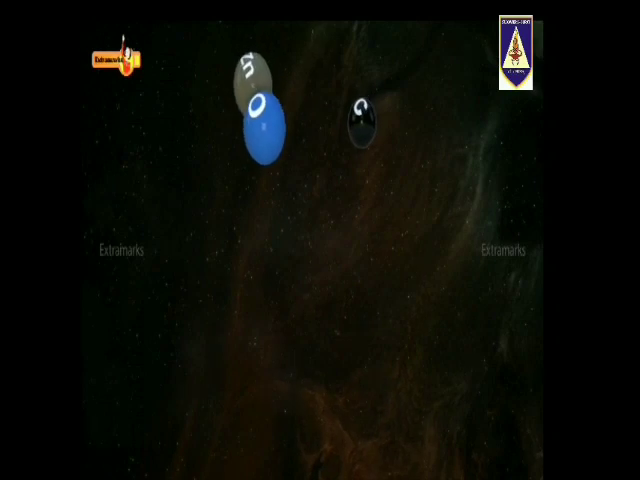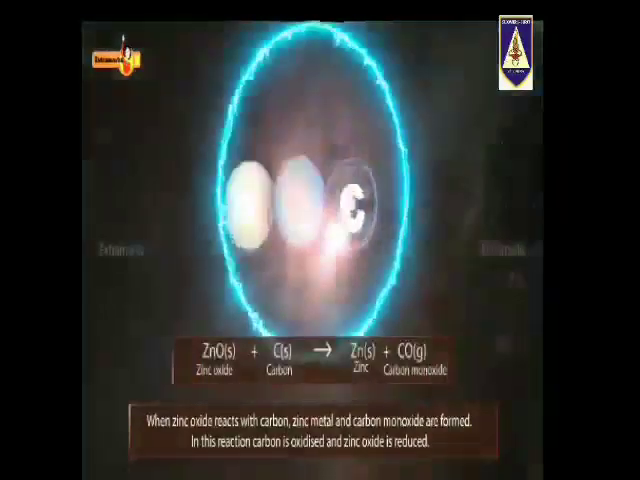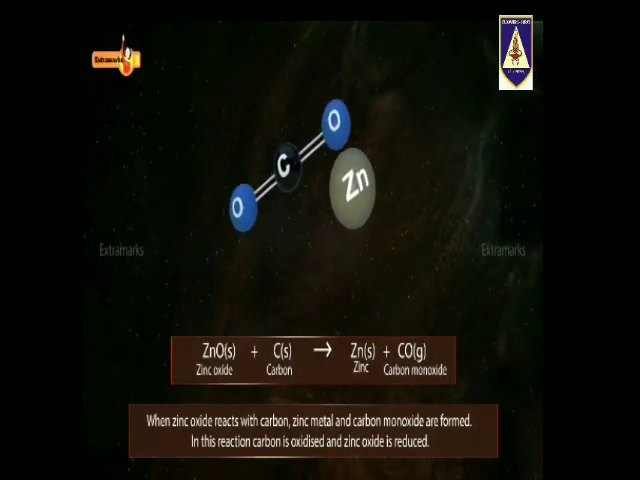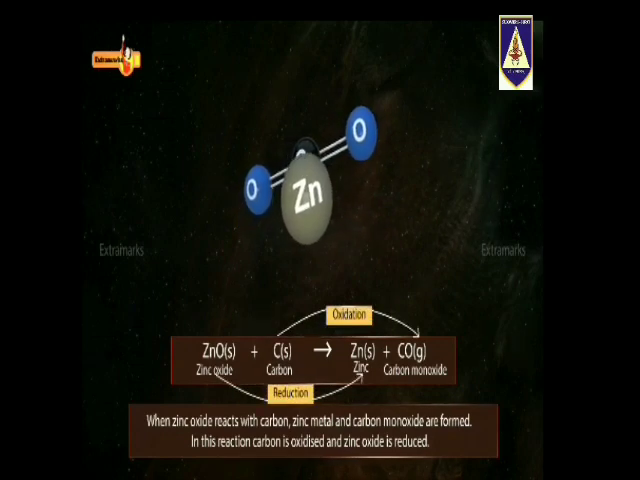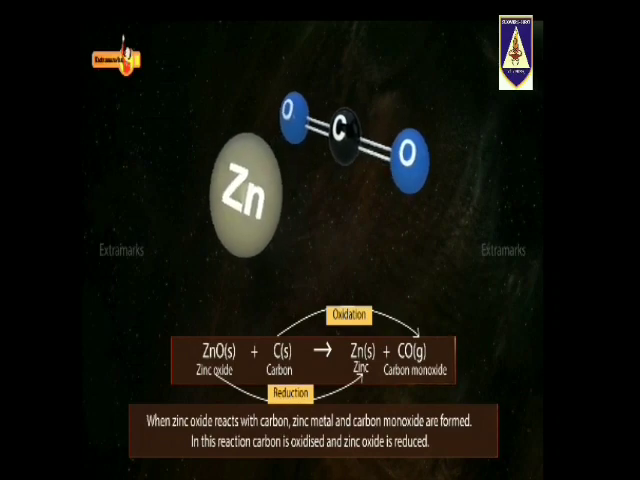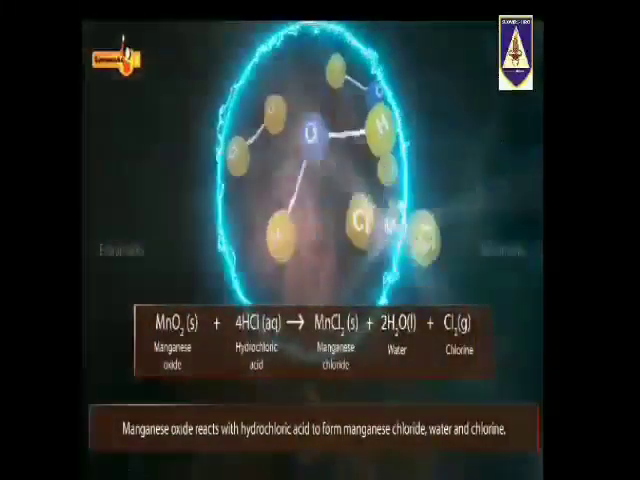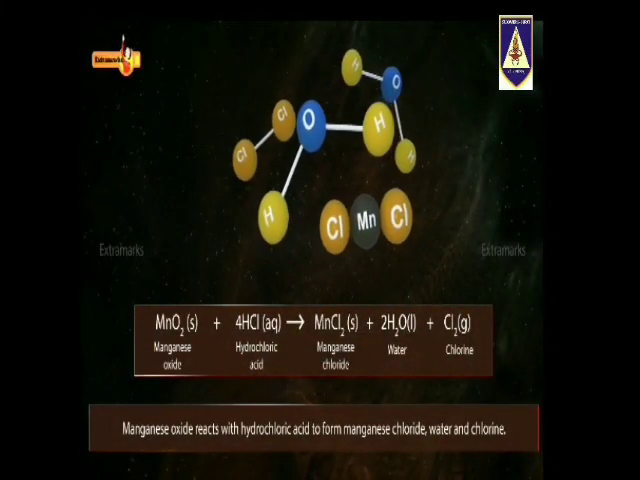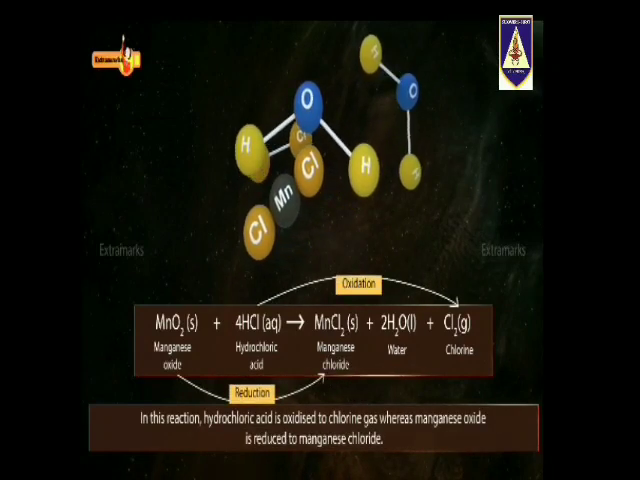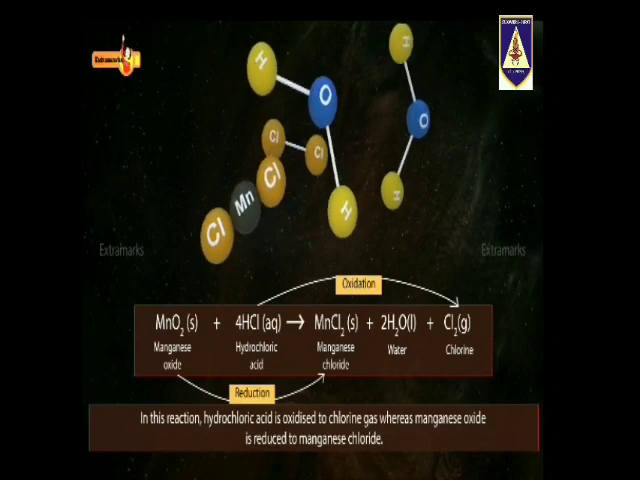Let's consider some more examples of redox reactions. When zinc oxide reacts with carbon, zinc metal and carbon monoxide are formed. Notice in this reaction, carbon is oxidized to carbon monoxide and zinc oxide is reduced to zinc. Similarly, manganese oxide reacts with hydrochloric acid to form manganese chloride, water and chlorine. In this reaction, hydrochloric acid is oxidized to chlorine gas, whereas manganese oxide is reduced in manganese chloride.